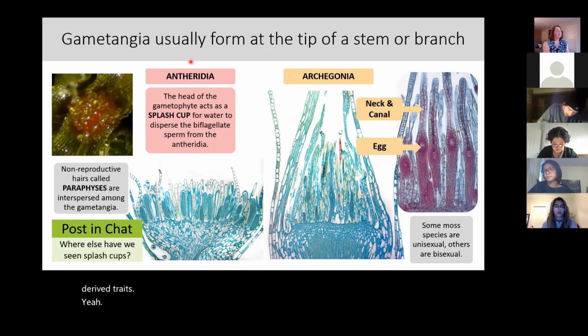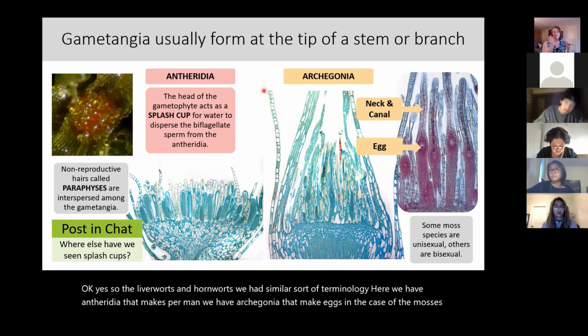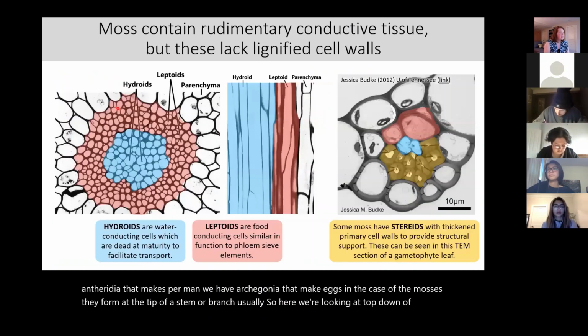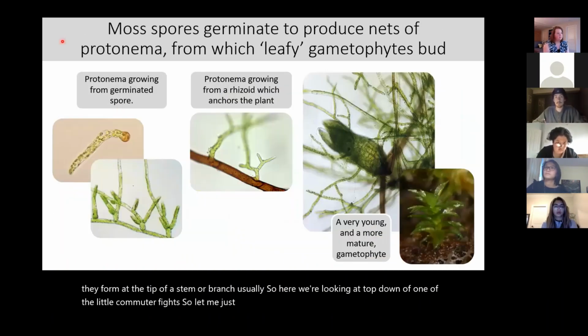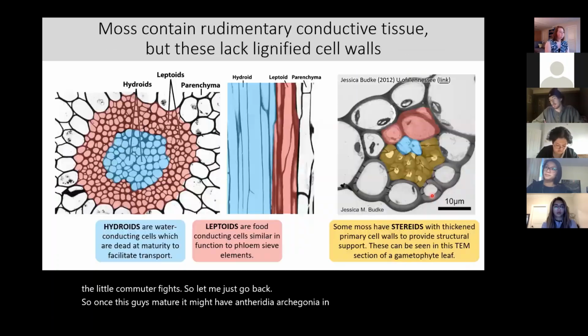Okay. Yes, so like the liverworts and the hornworts, we have similar sort of terminology here. We have antheridia that make sperm, and we have archegonia that make eggs. In the case of the mosses, they form at the tip of a stem or a branch usually. So here we're looking at top down of one of the little gametophytes. So let me just go back. Once this guy's mature, it might have antheridia or archegonia in that little top bit there.